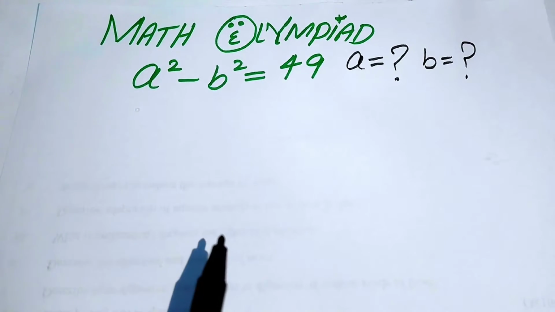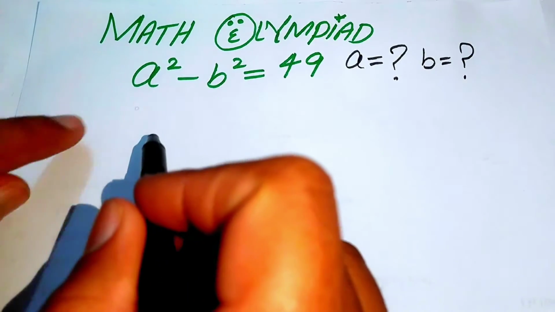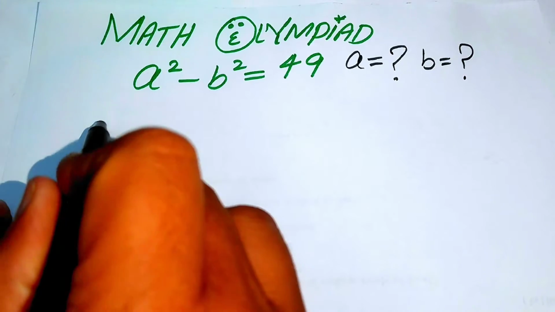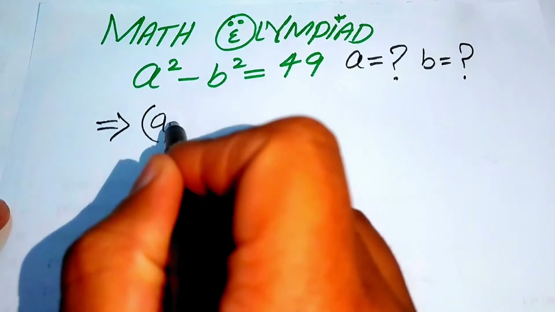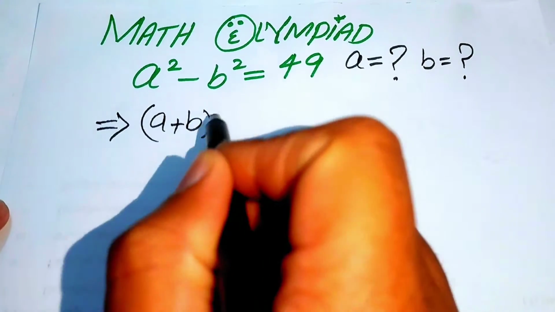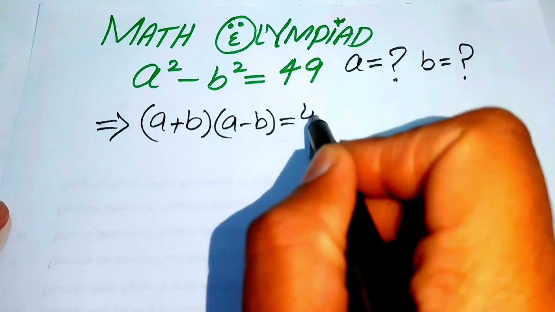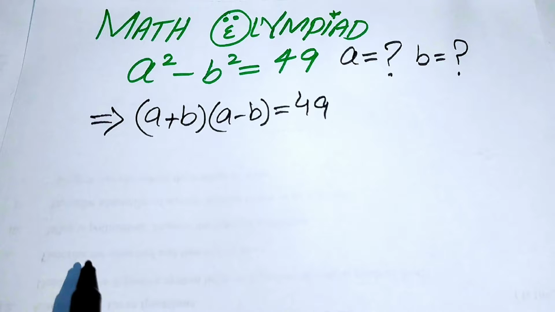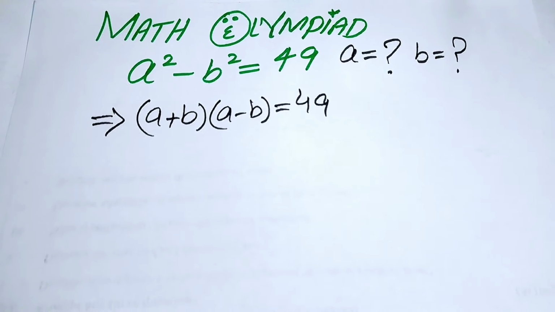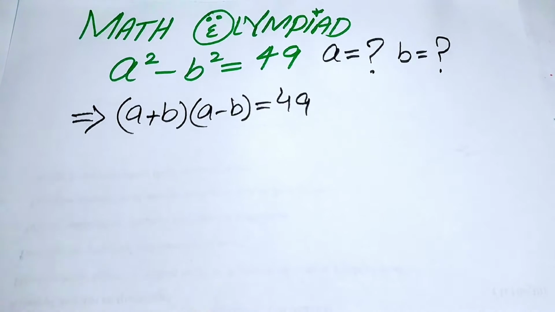Now the very first step we are going to do is, look at the left hand side. This is a very famous algebraic formula, so we will apply this formula, and it becomes a plus b times a minus b equals 49. Here you focus on the left hand side, and you see that we have two factors which are multiplied by each other. So now we will make two factors on the right hand side.